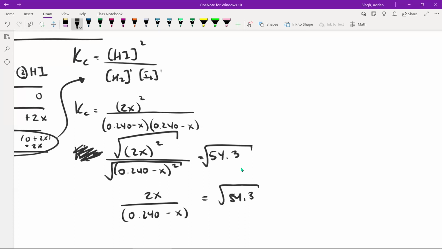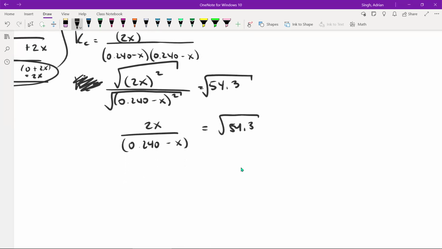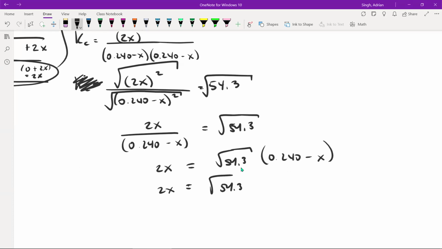And here now we can rearrange our equation and solve for x. When we rearrange and isolate x on one side, we have 2x is equal to the square root of 54.3 times 0.240 minus x. So 2x is equal to the square root of 54.3 times 0.240 minus the square root of 54.3 times x.